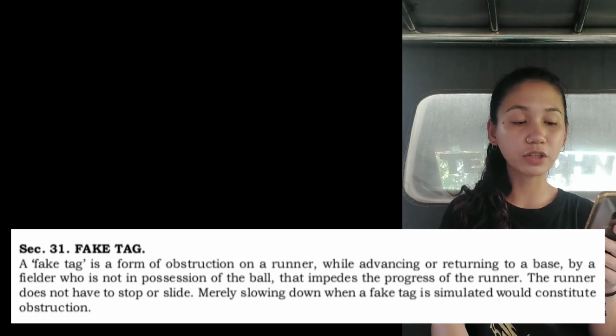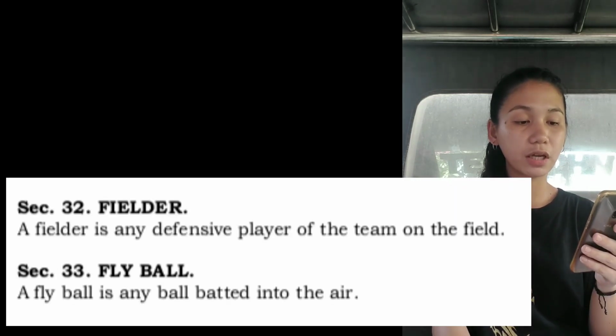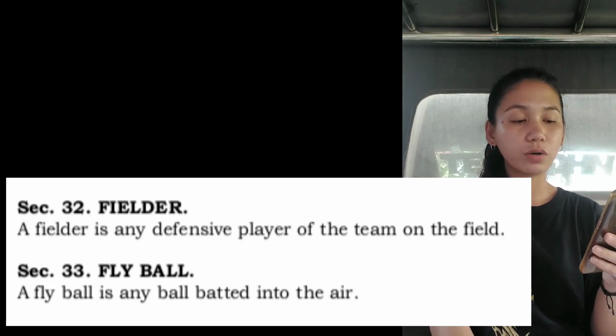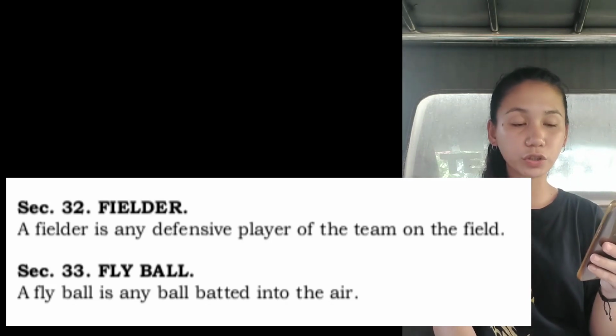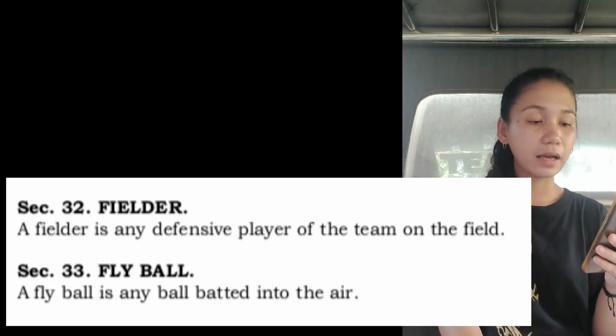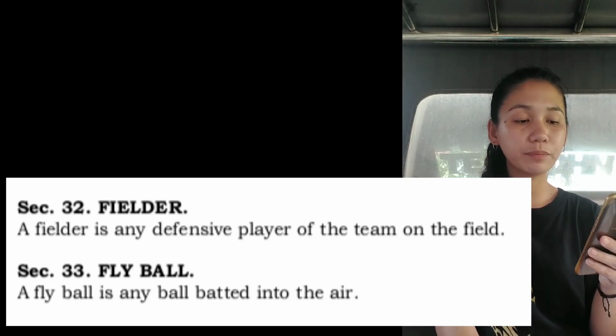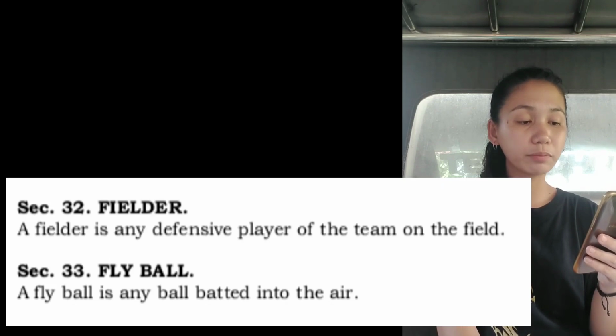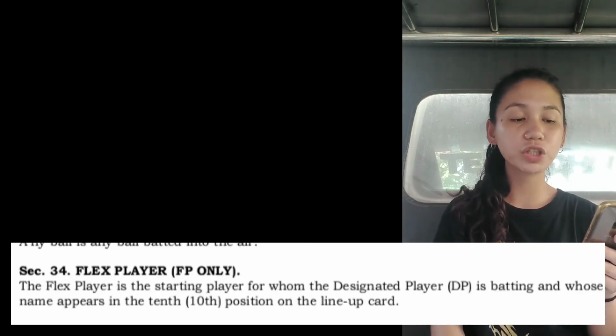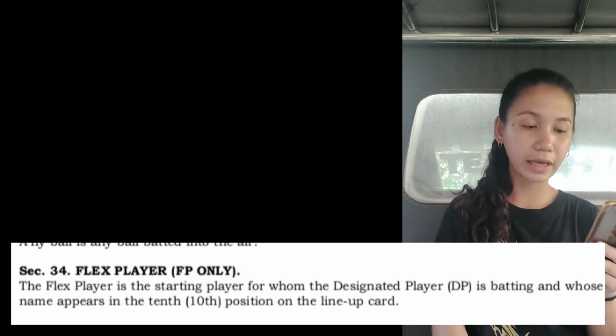So let's move on to Section 32, the fielder. A fielder is any defensive player of the team on the field. So Rule 1, Section 33, the fly ball. When we say fly ball, it is any ball batted into the air. So that is fly ball. So Section 34, flex play.